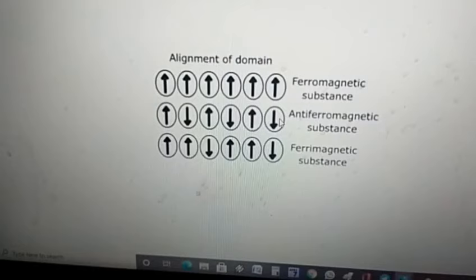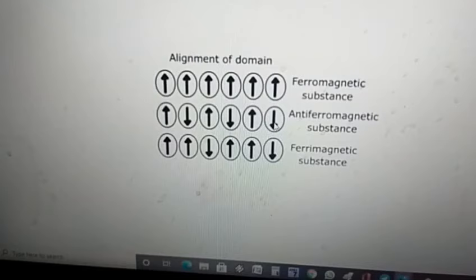Next, antiferromagnetism, opposite to the ferromagnetic substances. Substances like manganese oxide show antiferromagnetism, which have a domain structure similar to ferromagnetic substances, but the domains are oppositely oriented and cancel each other. The orientation of this domain is cancelled by this one, and the orientation of this one is cancelled by this. So this is about antiferromagnetism.